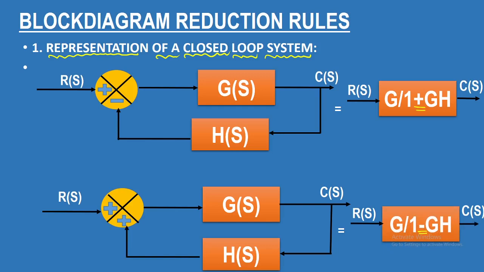So this is the first reduction rule you have to remember. In the representation of a closed loop control system, whenever you have negative feedback, you get a positive sign in the denominator, and whenever you have positive feedback, you get a negative sign in the denominator. That is the first rule.